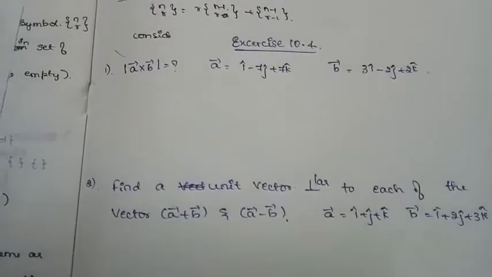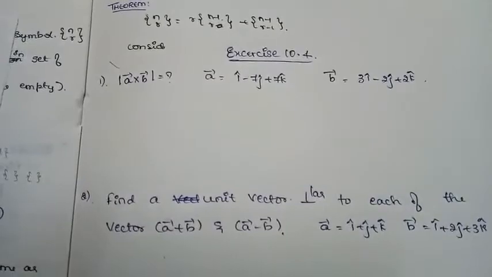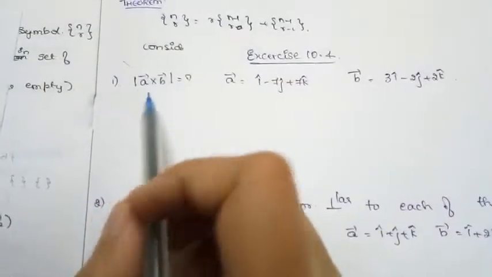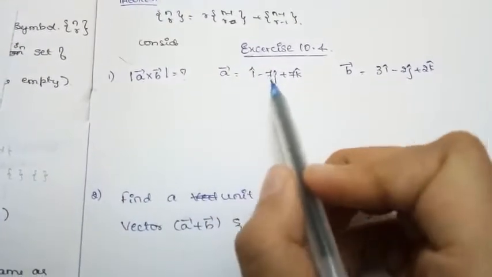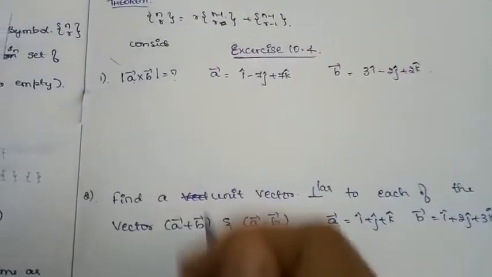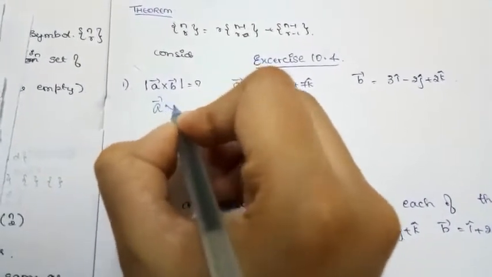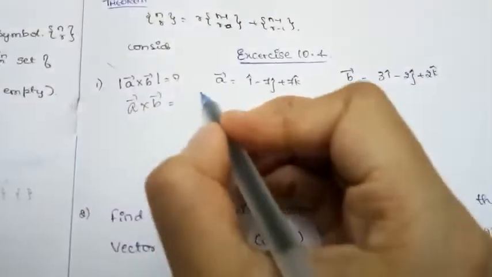Hi guys, let us move to exercise 10.4 related to the vector product or the cross product of two vectors. In the first question, we need to find the magnitude of vector A cross B, where vector A and vector B are given like this. To find the magnitude, first we need to find vector A cross B. How are we going to find vector A cross B?